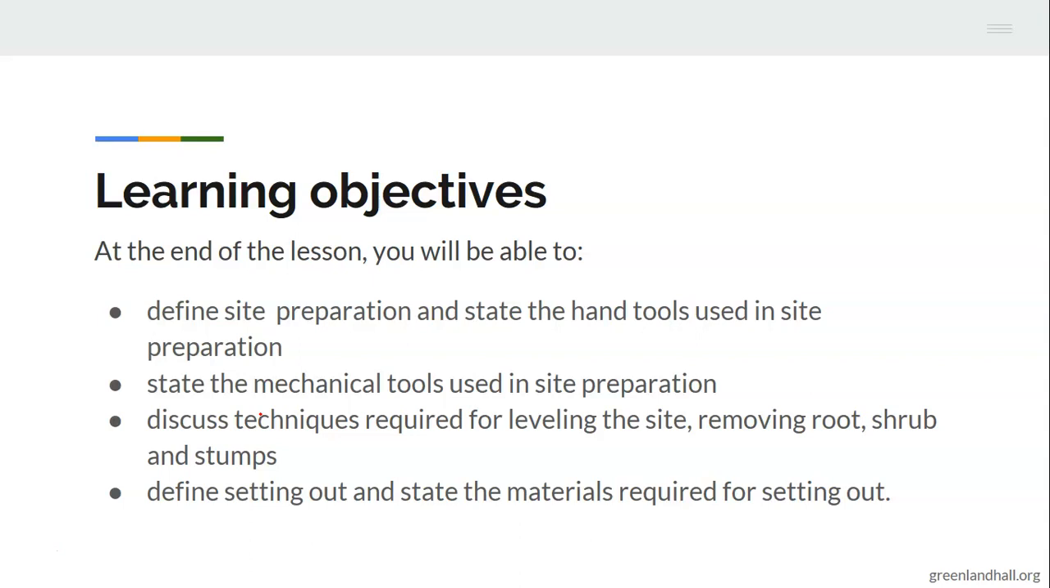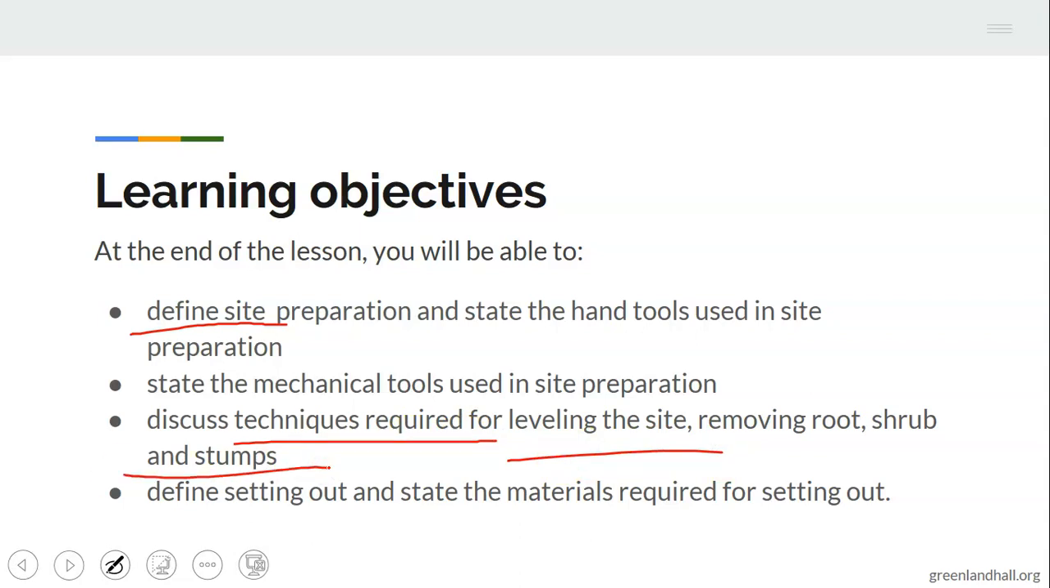Our learning objectives go thus. One, you should be able to define site preparation and state the tools used in site preparation. Two, you should state the mechanical tools used in site preparation. Three, you should discuss techniques required for leveling the site, removing roots, shrubs, and stumps. Lastly, you should be able to define setting out and state the materials required for setting out.